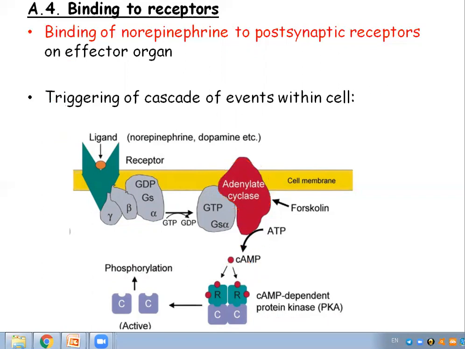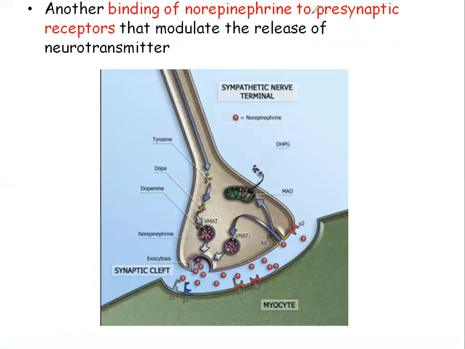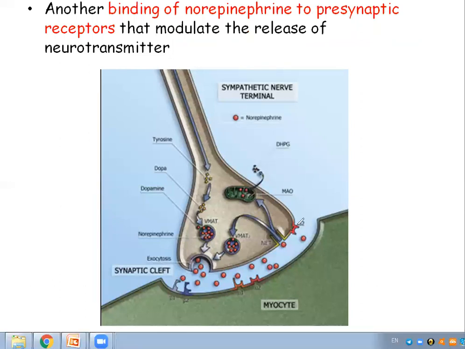Another binding of the norepinephrine: it does not only bind the postsynaptic receptor, but is also able to bind a presynaptic receptor. As you can see, this is a receptor present on the presynaptic element, other than the one present on the postsynaptic element. So as it can bind the receptor on the postsynaptic element, it also has an affinity to bind the presynaptic receptor, causing a modulation in the release of the neurotransmitter.